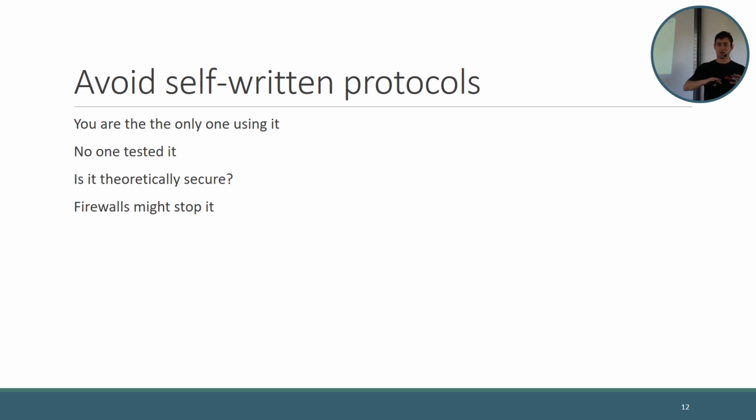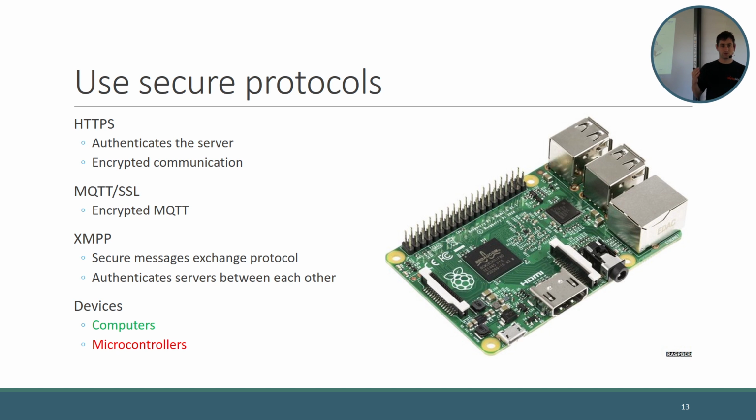So there's not a huge number of users that will actually test the protocol. Is it theoretically secure? Did you actually mathematically prove it? No. Firewalls might actually stop your protocol. If a firewall is smart enough, it will simply cut your protocol out. So avoid that. Use protocols which are well known and use them in a secure way.